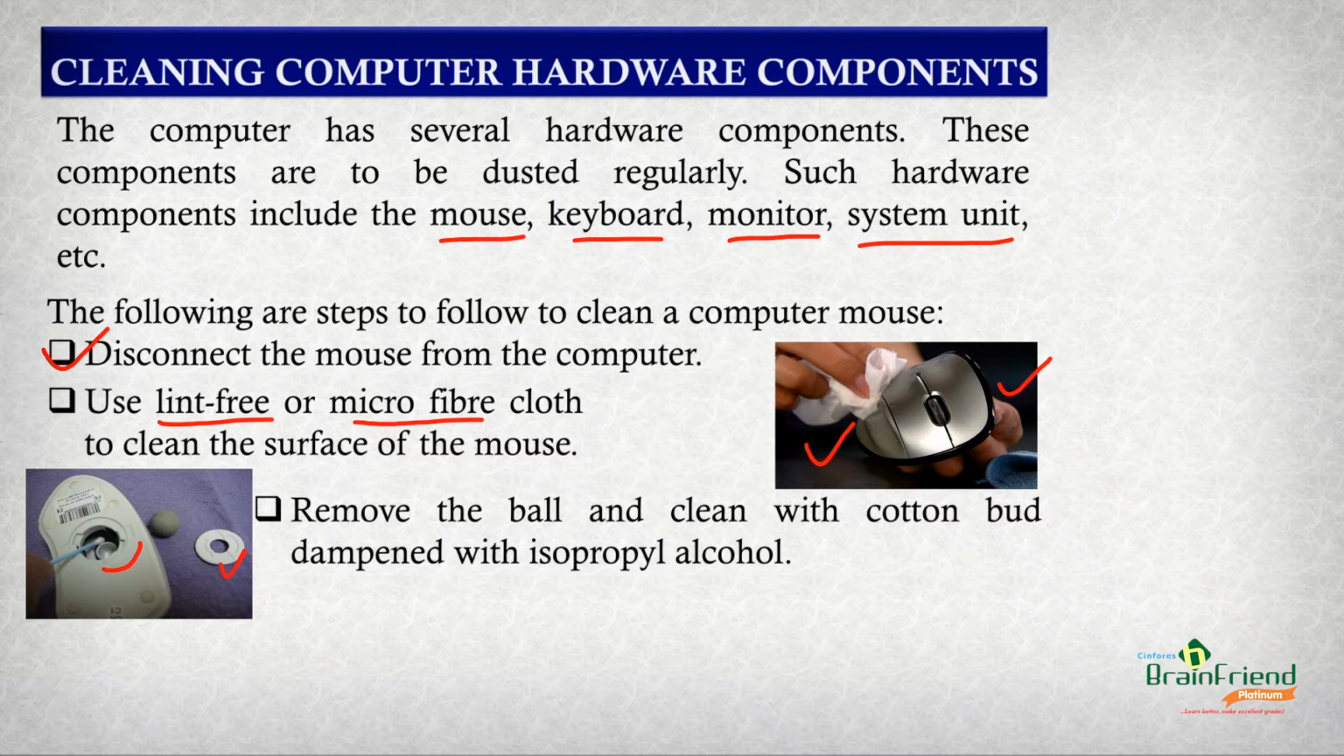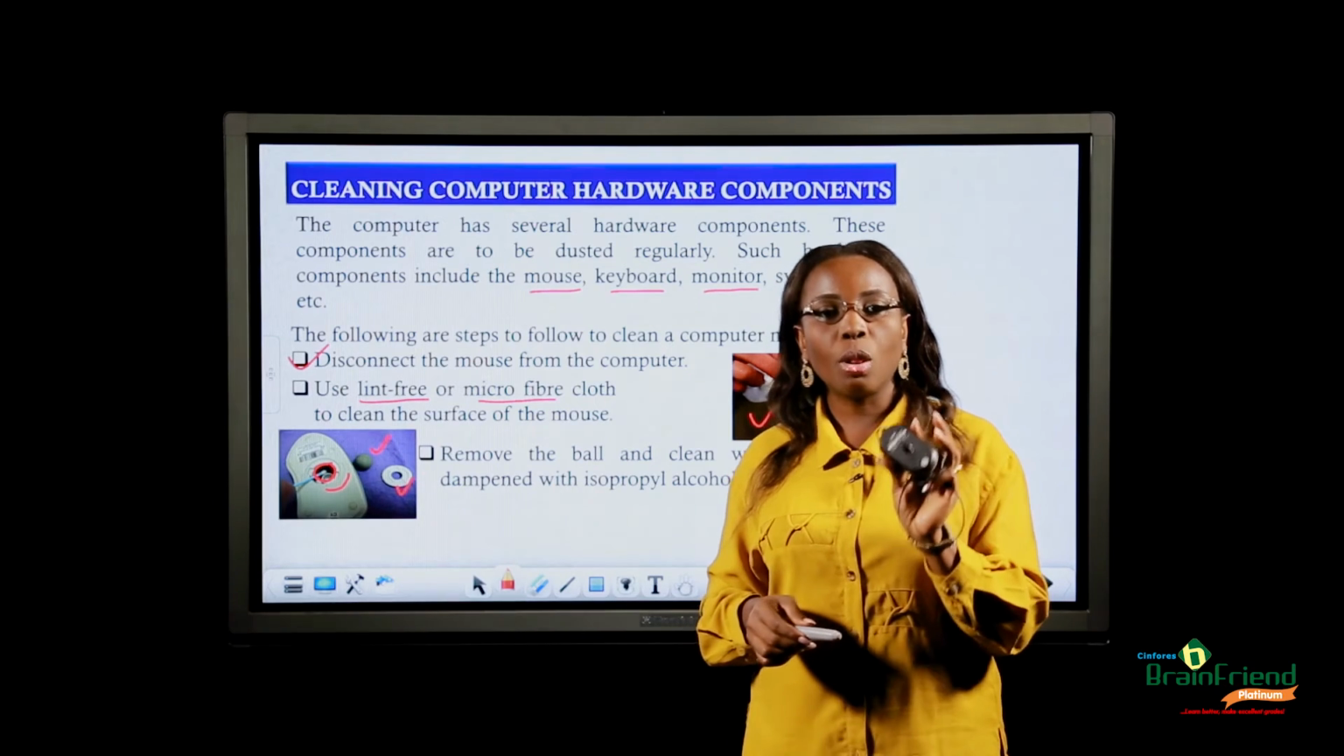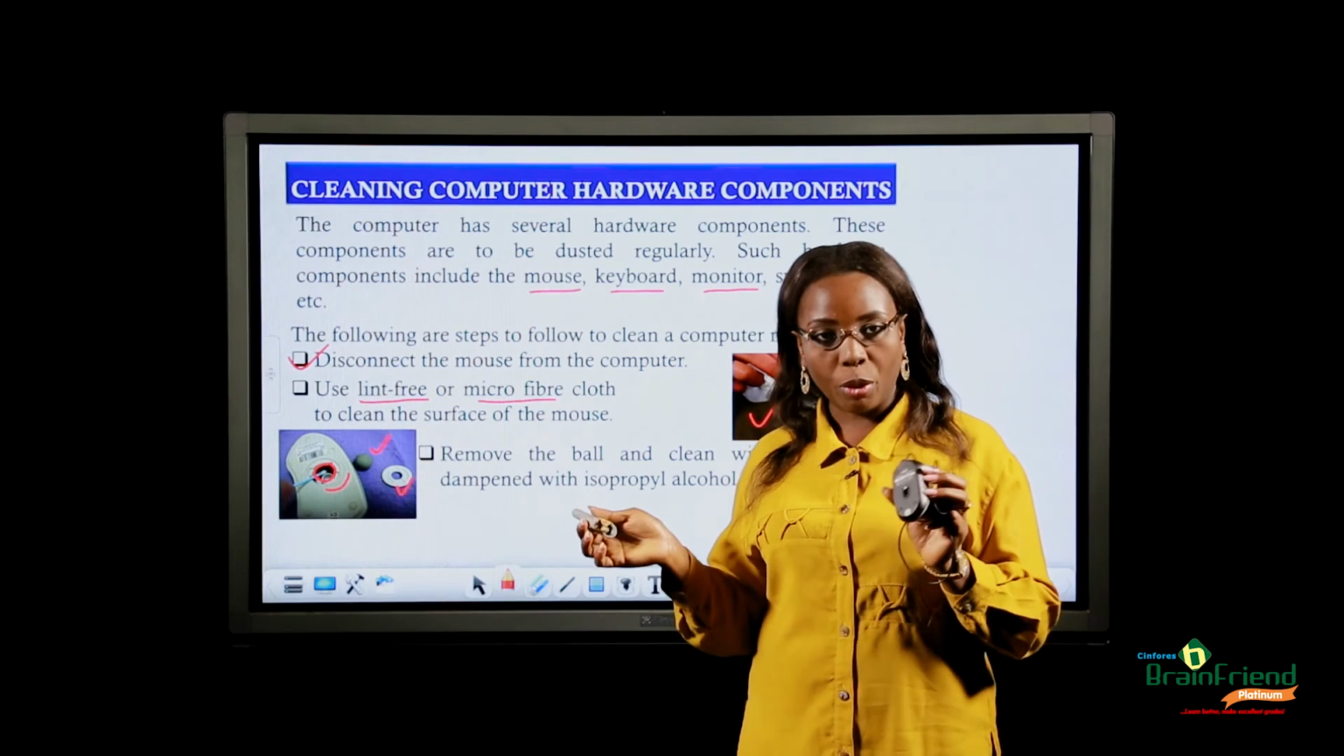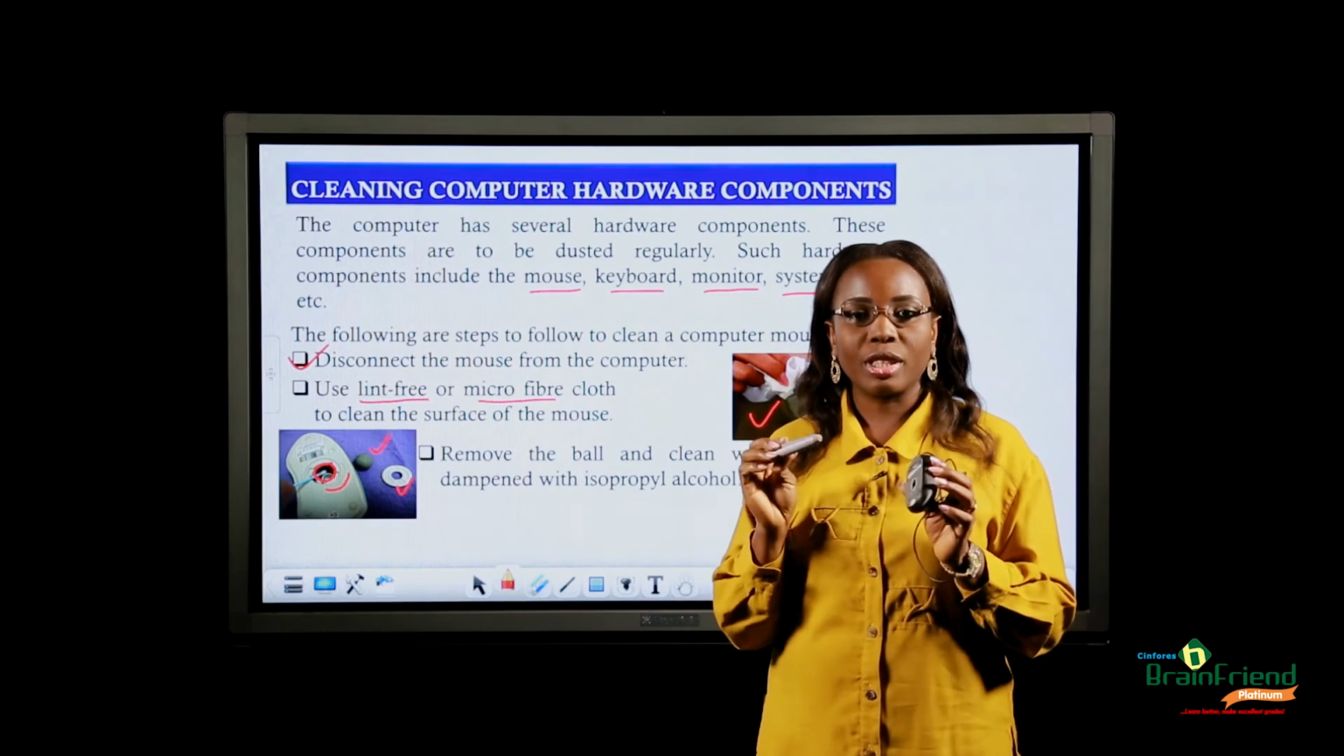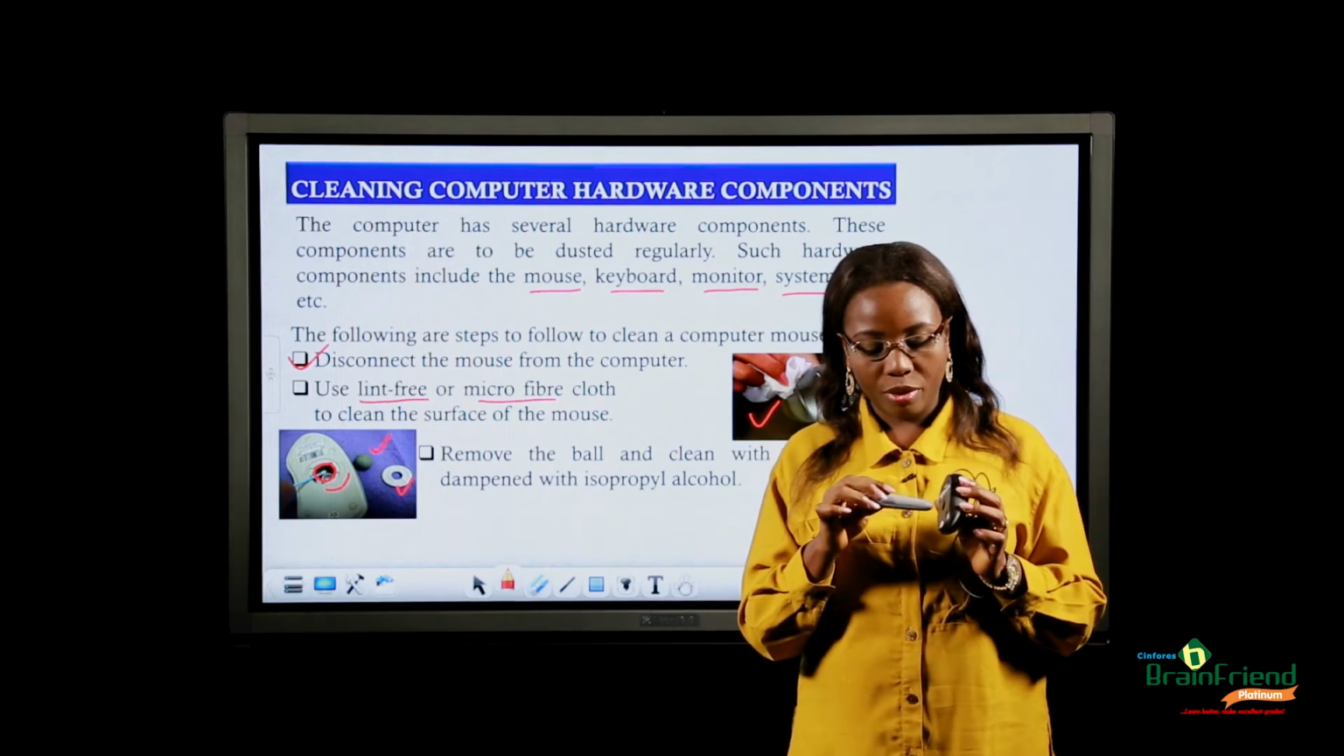Once the lid is taken off, you can remove the ball and then gently wipe the ball with a lint-free cloth while you take a cotton bud to clean the interior part of the mouse. And then for the optical mouse, which does not have the trackball, simply use a cotton bud to clean the interior part of the mouse.